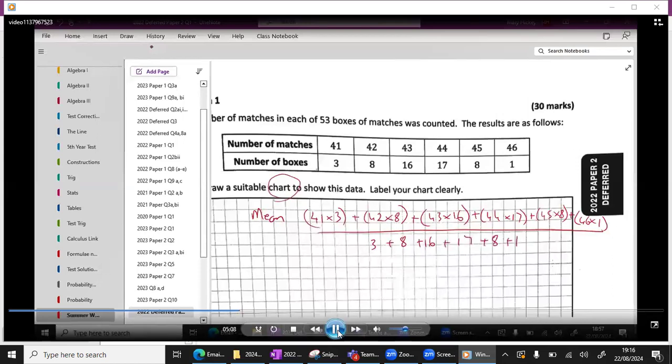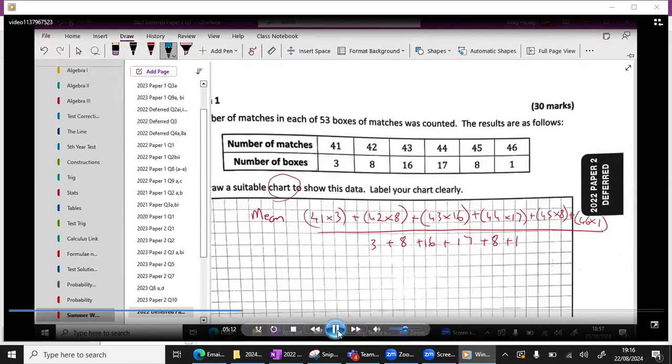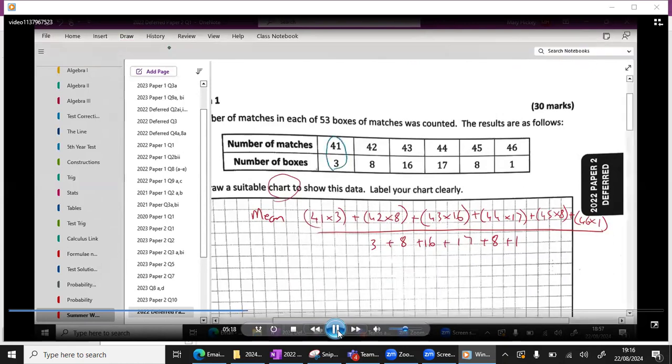Okay, so just to explain, I would have explained this in class, but just to reiterate, when you have a frequency table, we're saying that there are, as I said, 3 boxes with 41 matches in it. So really it's like saying you have 41 matches plus 41 matches plus 41 matches. Then we're saying that there are 8 boxes with 42. So it's like saying plus 42, plus 42, plus 42, plus 42. And doing that 8 times.